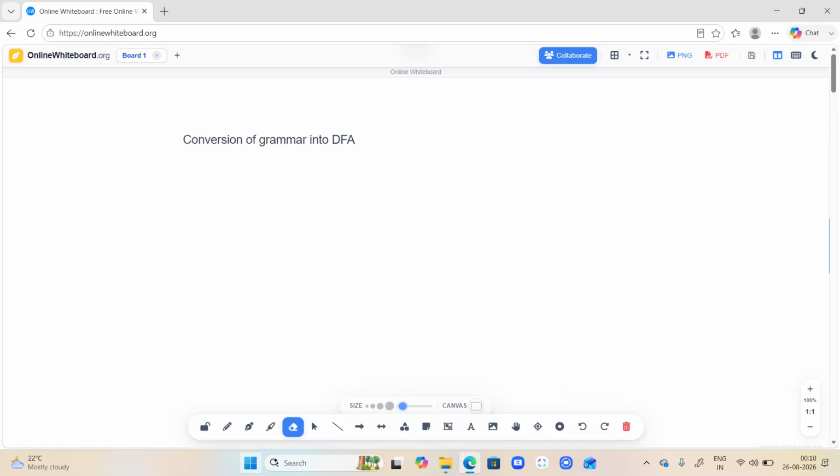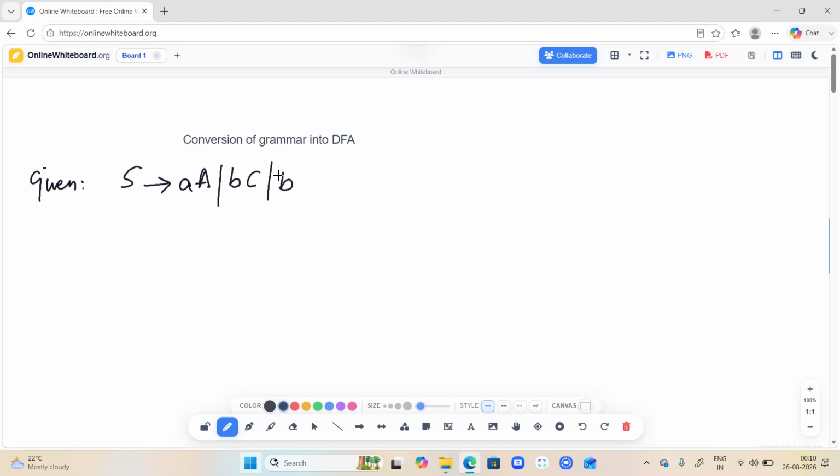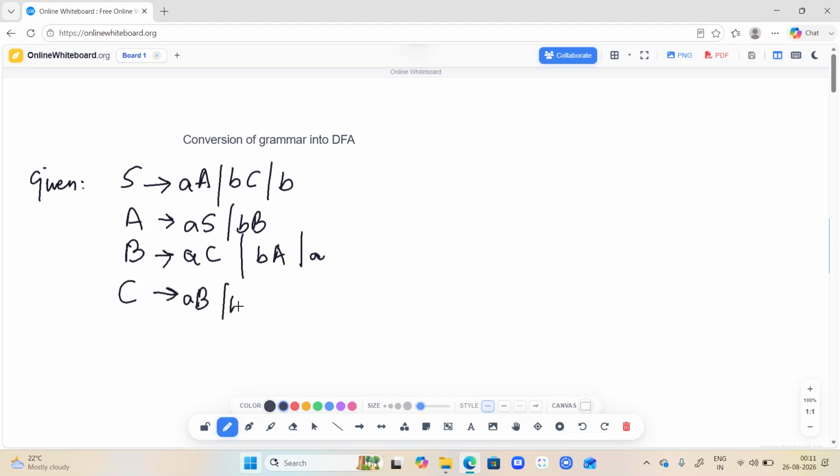So the first example that I'm going to consider, these are the production rules that are given. S derives aA, bC, and b. A derives aS, bB. B derives aC, bA, and small a, and C derives aB and bS. These are the production rules which are given.